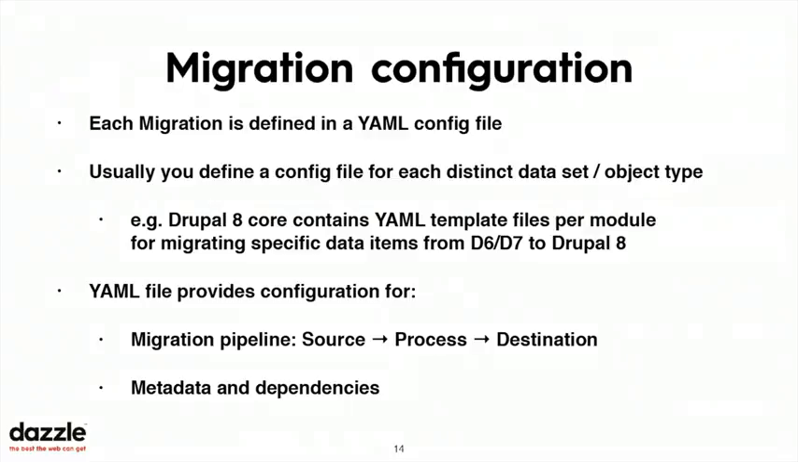So you should provide configuration in the YAML file, specifically the migration pipeline, which defines the source, process, and destination of the migration, which I'll go into more detail later on. And you provide some metadata and dependencies for your migration.